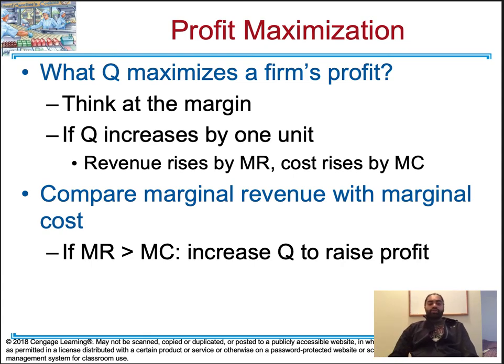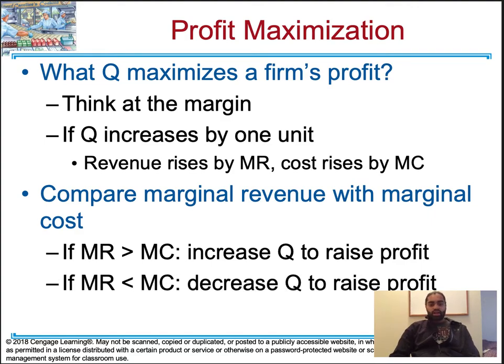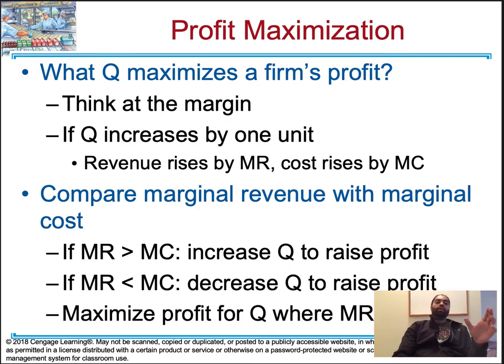So if marginal revenue is greater than marginal cost, you can increase your quantity to raise your profit. Now, if marginal revenue is less than marginal cost, you want to decrease your quantity to raise your profit. Now, the key thing is this next note. You should have this circled, highlighted, whatever you need to do to understand this. You maximize.